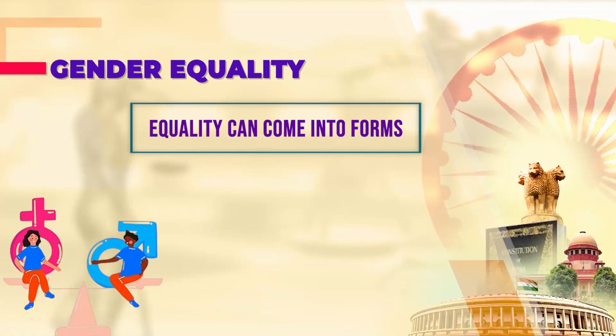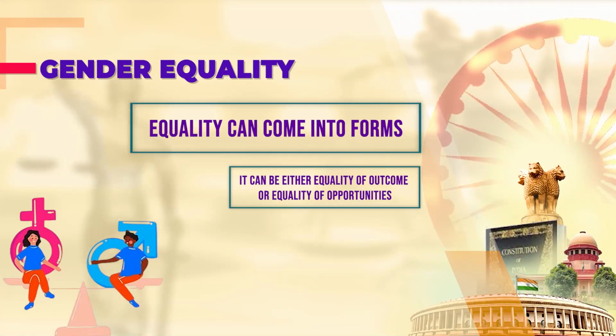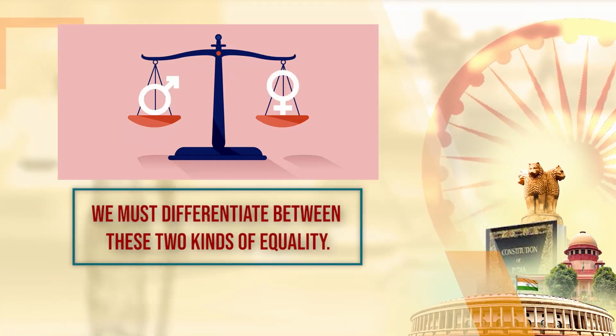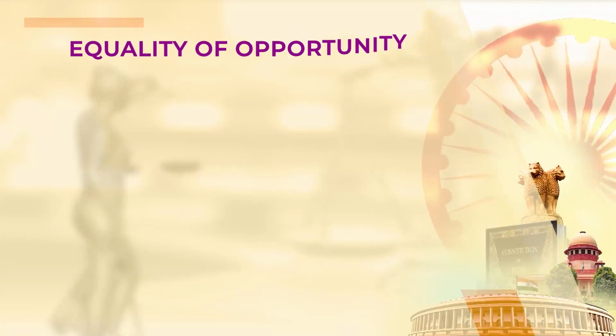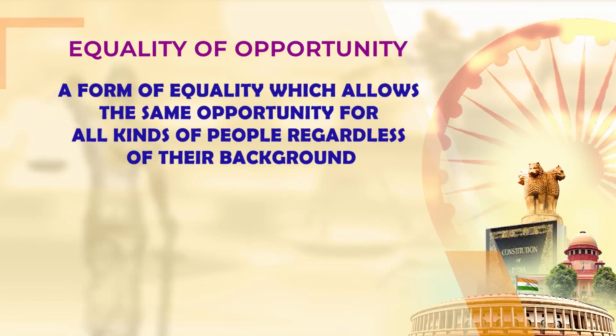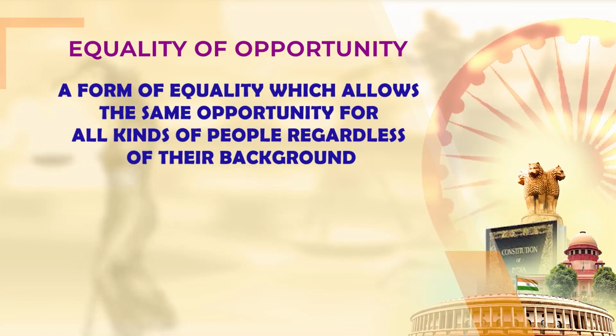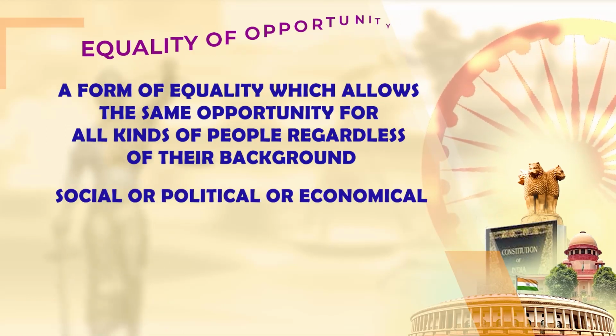Now, next we look at gender equality. It is important to note that equality can come in two forms. It can be either equality of outcome or equality of opportunity. We must differentiate between these two kinds of equality. Equality of opportunity is a form of equality which allows the same opportunity for all kinds of people regardless of their background, social or political or economic background.